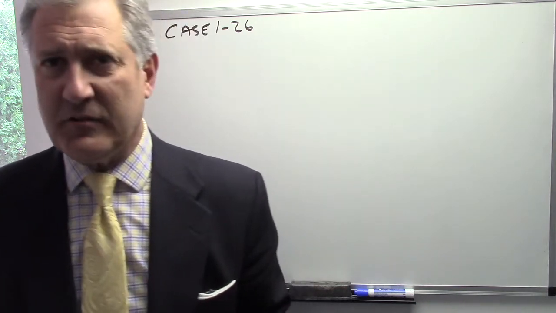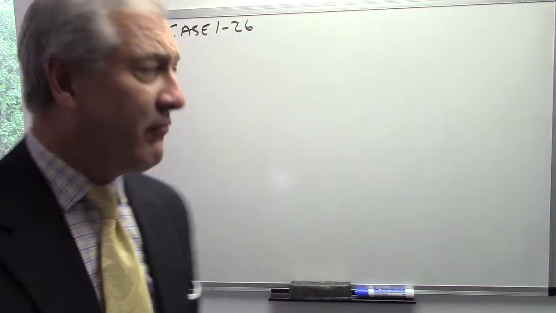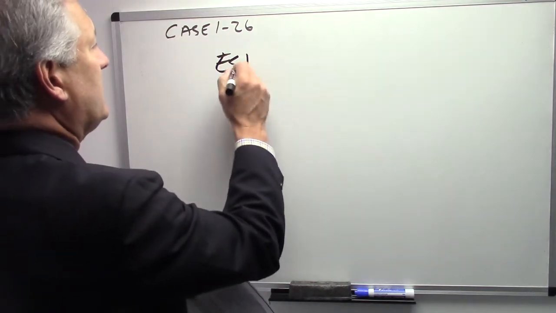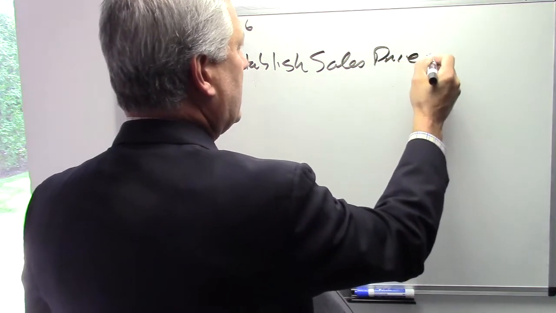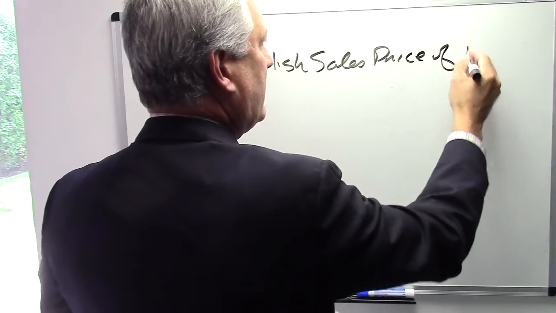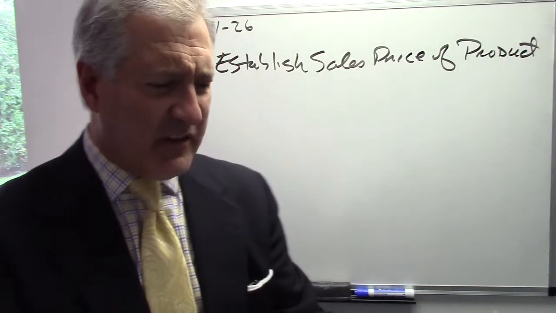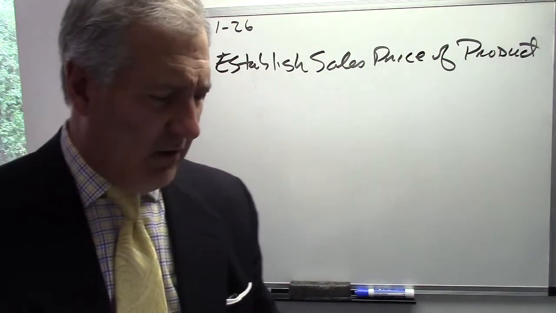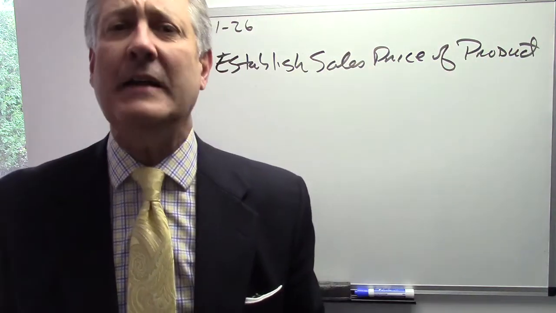In other words, how does a company establish the sales price of its product? The 3 ways to establish the sales price of a product. Do they just guess? Do they just say, I want to sell this patio set for $1,000? How do they come up with the sales price? They just pick a number out of the sky?